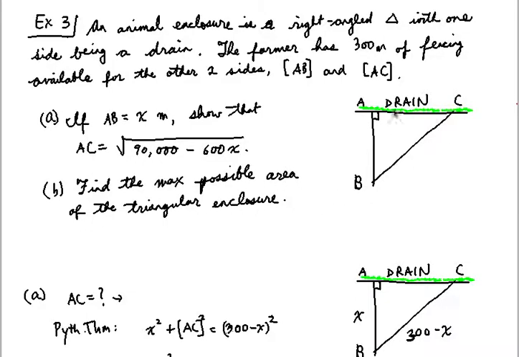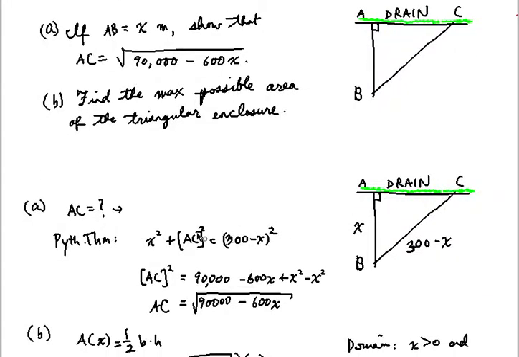So I need to find the maximum possible area, so that's probably going to mean I need to find the derivative of this area and relate it somehow to a variable. My independent variable in this case is probably going to be x. So AB has been given to us as x. Let's draw another diagram that has that information on there. Here's x. Since I'm using 300 meters, this plus this would be 300, so this must be 300 minus x.